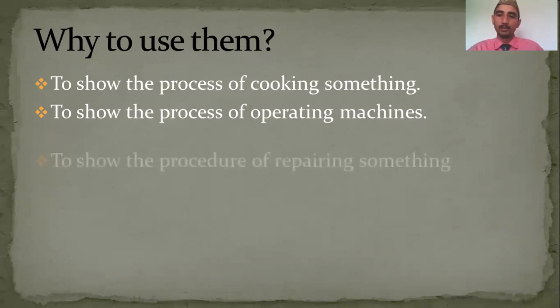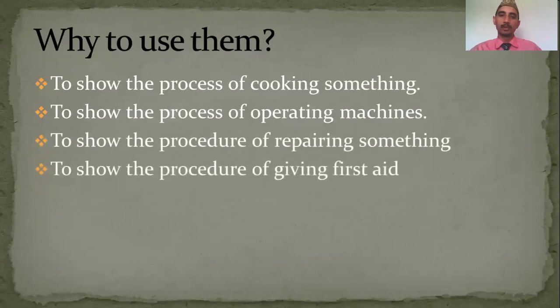Okay, so next, instructions can also be used to talk about operating machines. So how to operate or handle, for example, a freezer, computer, vacuum cleaner, this kind of machine. We can use the instructions. Next involves the process of repairing something. For example, a punctured tube, a broken down watch, a malfunctioning television, mending clothes. This kind of repairing we can teach someone through the process of instruction.